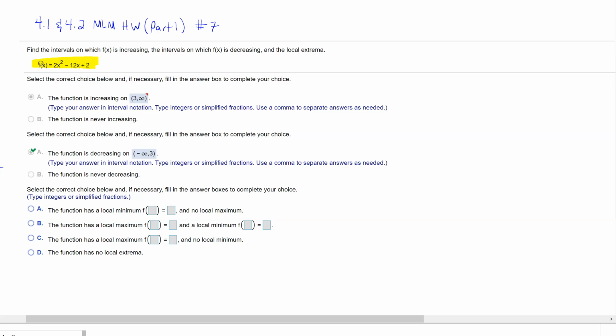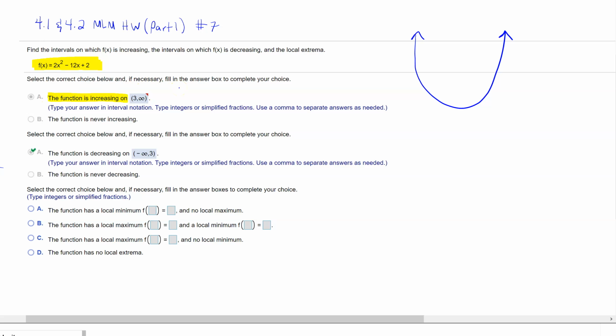I know it's quadratic because the degree is 2. So I know that this is a U-shaped graph. It's a parabola, and I know that it's opening up because that leading coefficient is a positive 2. And the first part of the question is asking me to find where the function is increasing.